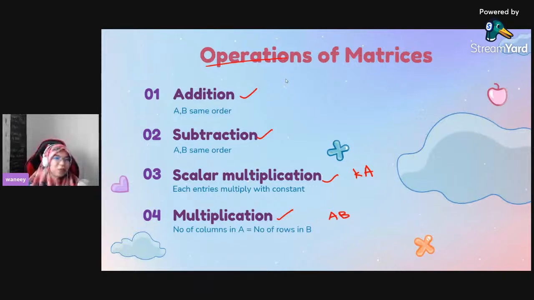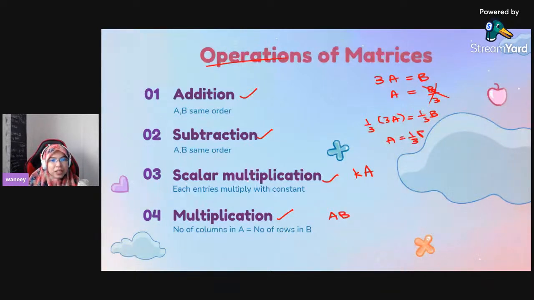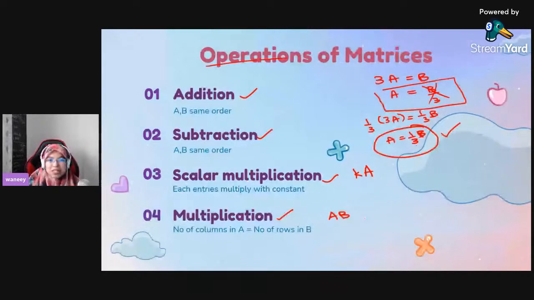Kita tak ada division untuk matrices. So that means if let's say you have 3A equal to B and you want to find A, you cannot do B over 3, cannot. Why? We don't have a division for matrices. What you can do is that you can times with 1 over 3. So A will become 1 over 3 B. So instead of writing down A equal to B over 3, we have to write down A equal to 1 over 3 B. That is because for matrices, we don't see anything with a division.